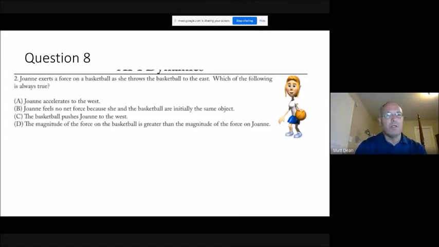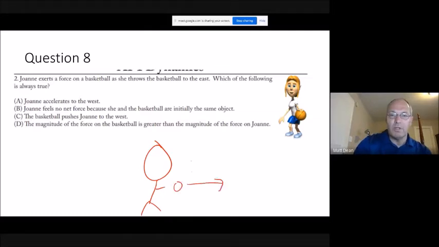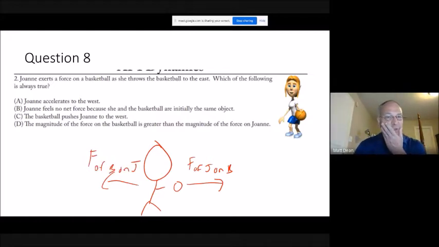Similar kind of question. Joanne exerts a force on a basketball as she throws the basketball to the east. So she pushes the ball. Let's say that here she is. She pushes the ball to the east. So this is the force of Joanne on the ball. We'll say J on B. At the same time, according to Newton's third law, the ball has to push back on her. So force of ball on Joanne. Those have to be equal but opposite.